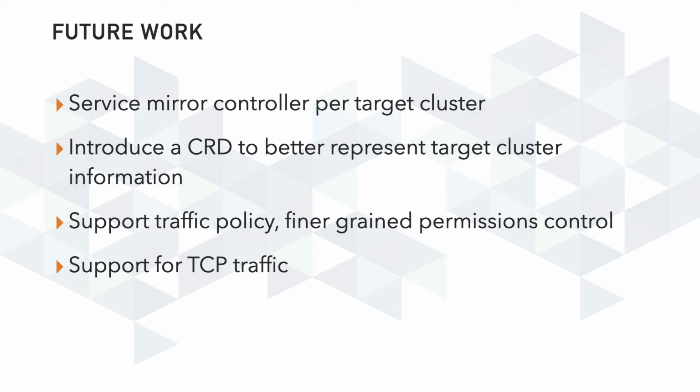We also want to introduce a CRD to better represent the target cluster information. So now a bunch of that information is encoded in a secret. Other bits of that information are encoded in arbitrary annotations on the services that are mirrored and whatnot. We want to consolidate all of that into a CRD that represents this information, so it's all in one place. We want to support traffic policy and much finer grained permissions control as to what traffic can go where. And of course we want to support plain TCP traffic.